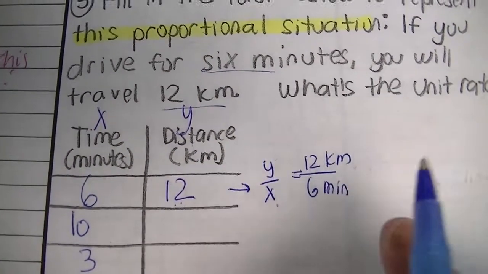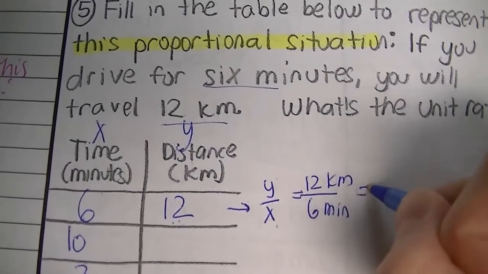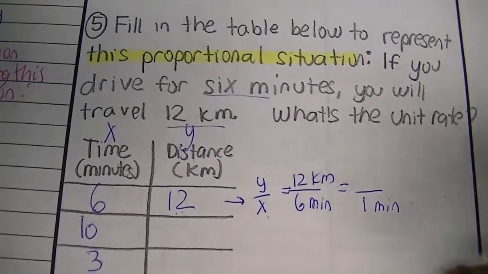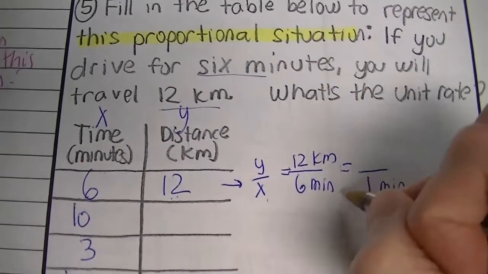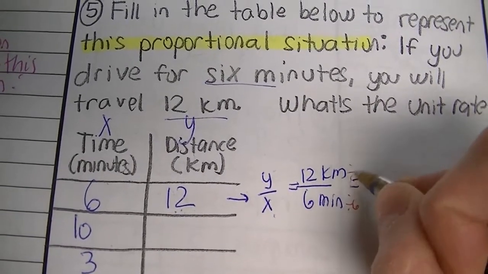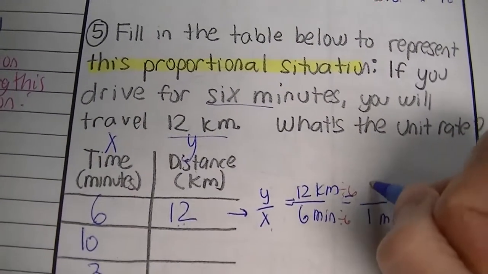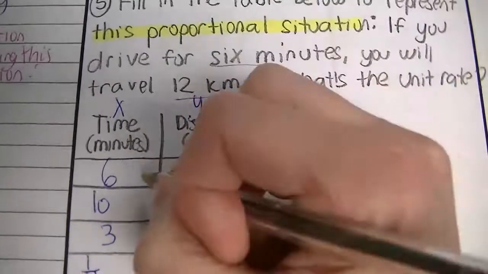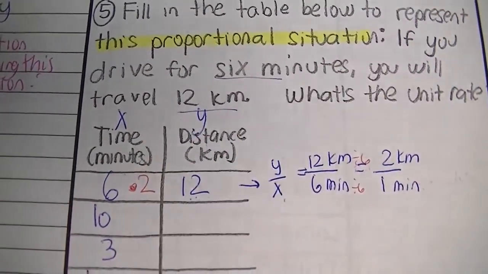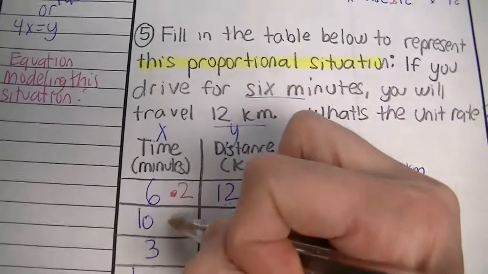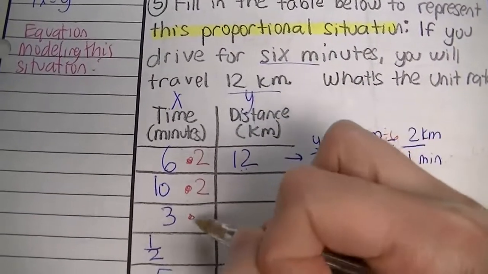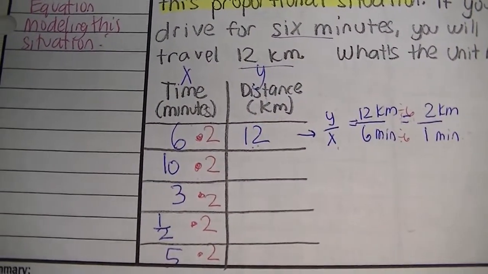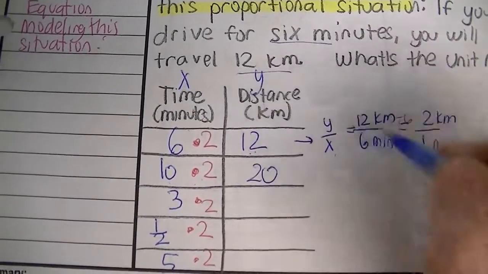Okay, that's not the unit rate, that's just the rate. To get to the unit rate, you have to have 1 in the denominator because you want to know how far you went in 1 minute. So to go from there to there, you just divide by 6, divide by 6. 12 divided by 6 is 2, so 2 kilometers per minute. That's your unit rate. So we multiply x times 2 to get the y value. Since this is a proportional situation, to figure out the corresponding y value for all these values, you just multiply by 2. So 10 times 2 is 20.